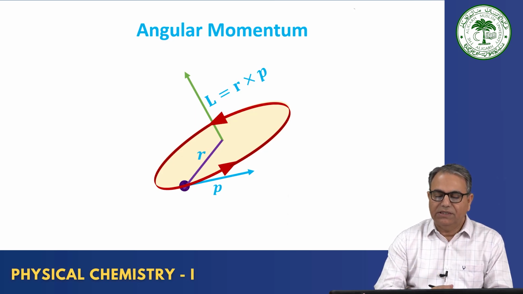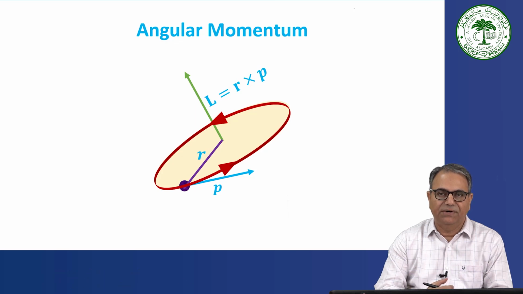So in this module, we will try to understand what angular momentum is, how we can represent it vectorially, and its different components. Then we will talk about the commutation relationships of the angular momentum. Then we will talk about ladder operators, and how ladder operators are used in quantum mechanics.